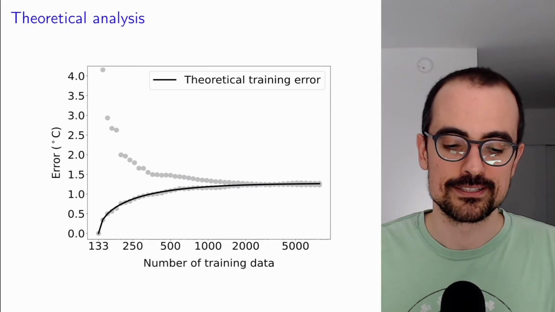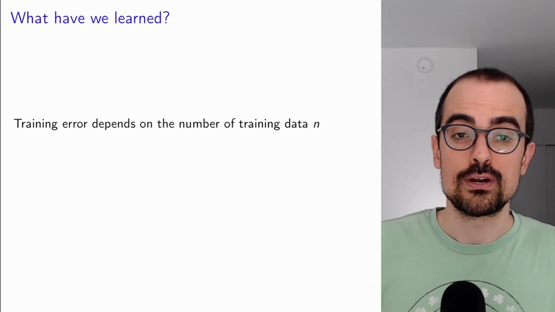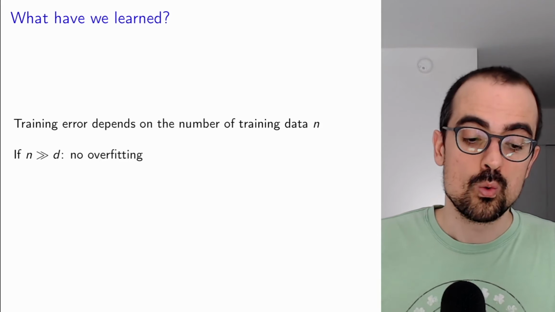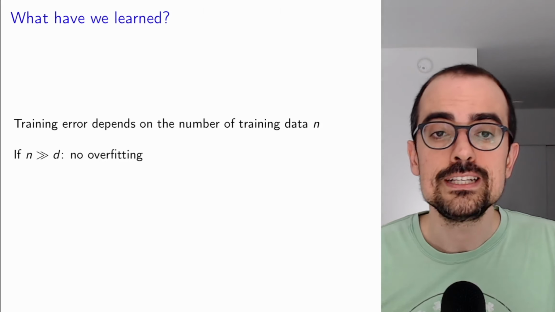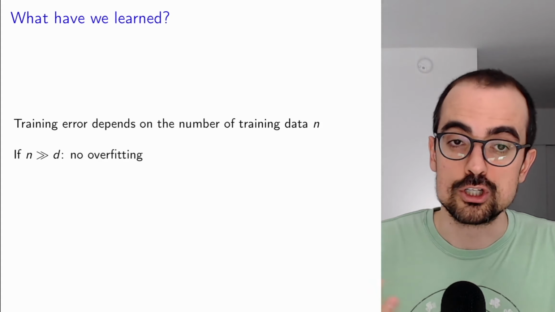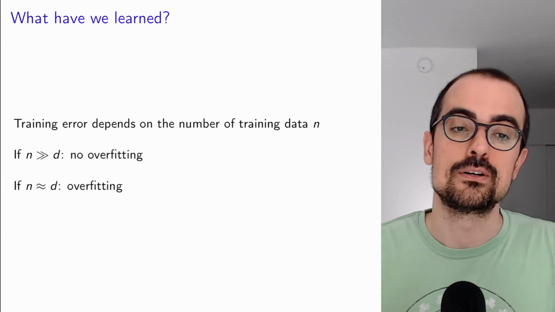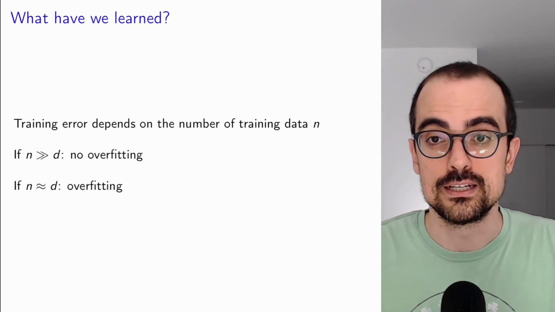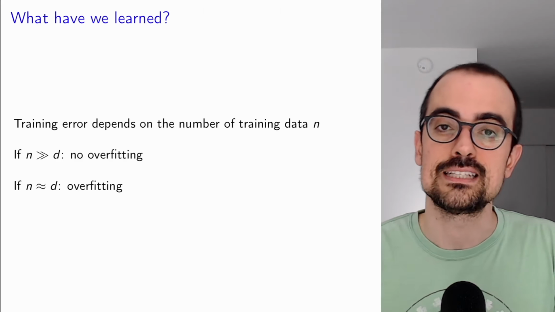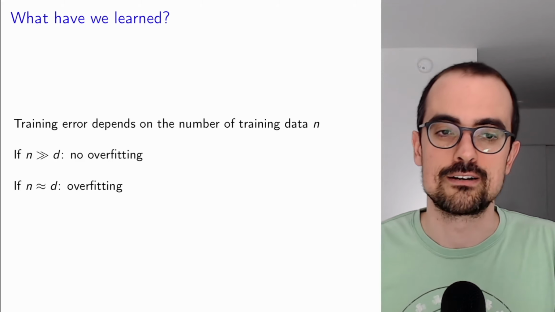So what have we learned? We have learned that the training error of linear models depends on the number of training data n. When n is very large with respect to the number of features, the models are not going to be able to overfit the noise, and we're not going to observe overfitting. But when n is similar to the number of features, then the linear model is going to have the flexibility to fit noise that is unrelated to the features, and we're going to have overfitting and poor generalization to held out data.